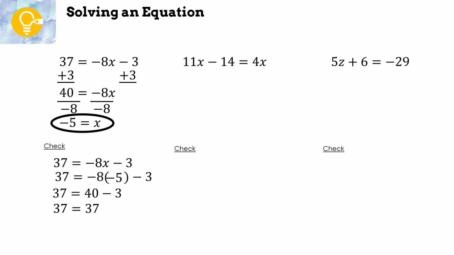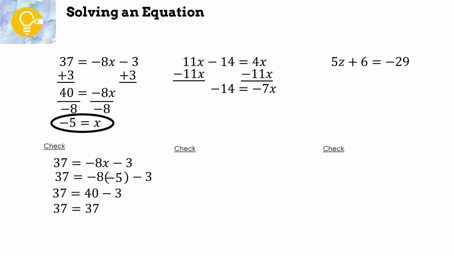11x minus 14 equals 4x. On the left side of the equal sign, they aren't like terms, so I cannot put them together. On the right side, we just have 4x. Now what we want to do next is get all of the x's on the same side. On the left side, 11x isn't by itself, is it? But on the right side, 4x is by itself. So what we're going to do is subtract 11x from both sides.